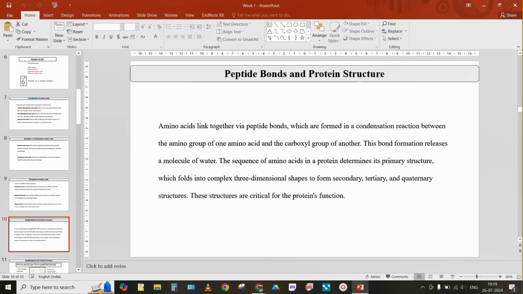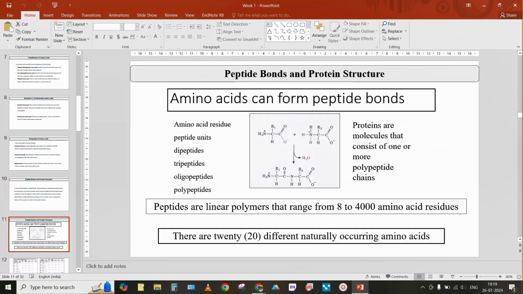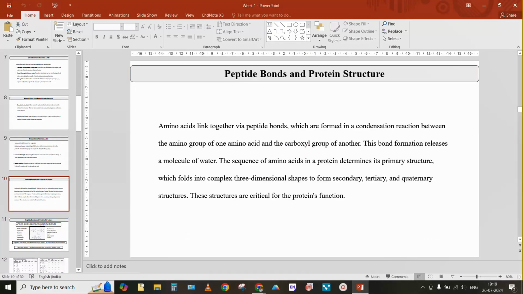So now we'll understand the peptide bonds and protein structure. Amino acids link together via peptide bonds. I'll show you in the structure as well. They are formed in a condensation reaction between the amino group of one amino acid and the carboxyl group of another. This bond formation releases a molecule of water.